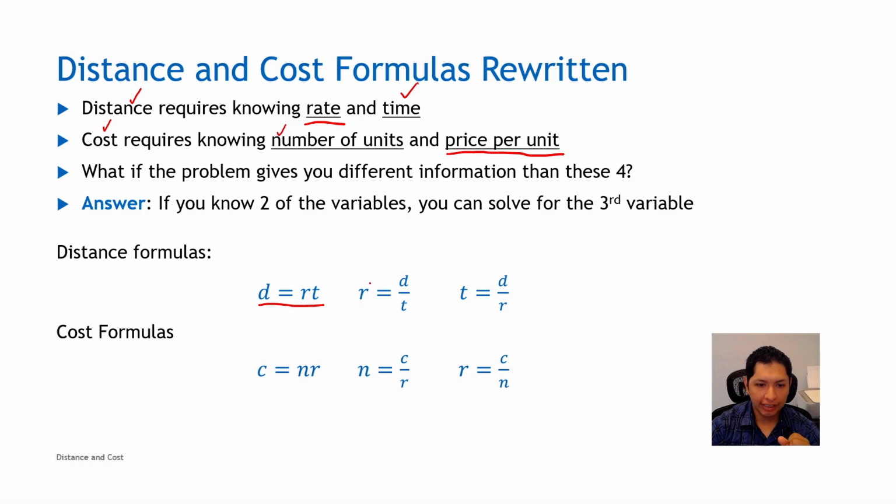If the problem is asking for rate, it will give you distance and time, and you use this variation of the formula to solve for rate. Similarly, if it asks for time, it will give you the distance and the rate, and you can solve for time. Same logic with the cost formula. C is equal to N times R is what we've been working with. And if it asks for number of units, it will give you total cost and the rate. And if it asks for rate or price per unit, it is going to give you total cost and number of units. So let's see what that looks like.